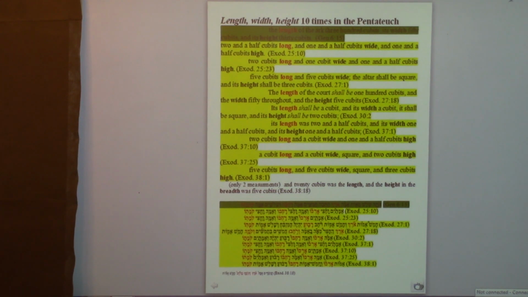Now, this is rather interesting, unusual. The phrase, anything to do with length, width, and height, and all 3 measurements given. There's one example where you see it right here, in a smaller type, where all 3 appear, but only 2 measurements are given. When all 3 measurements are given, and you have length, width, and height, and then the number of each of these measurements, that appears exactly 10 times.